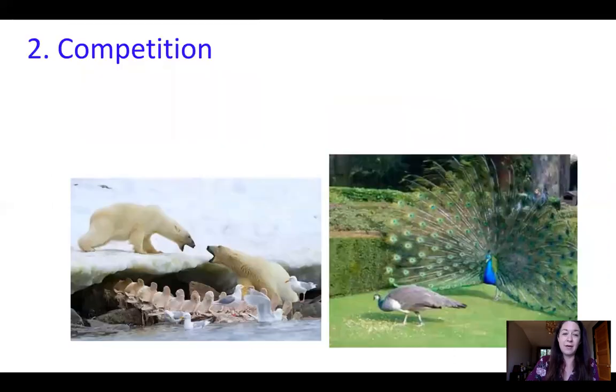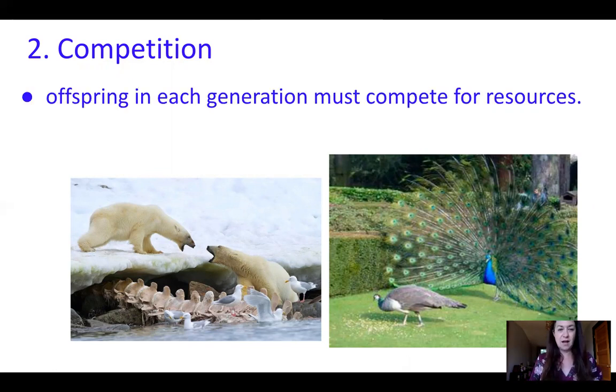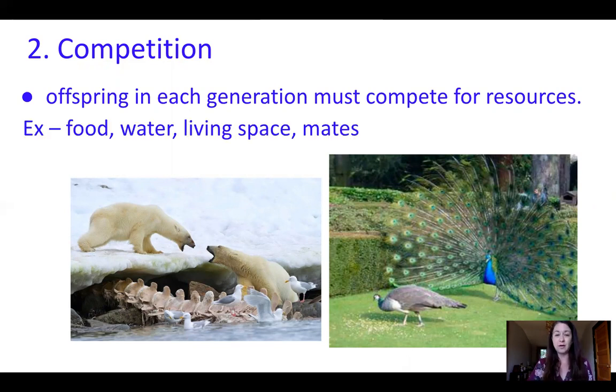Okay? Now, Darwin recognizes that when you have all these kids, they need to compete for stuff. So animals, plants, they overproduce. Well, now there's going to be competition. So competition is that these offspring in each generation are going to compete for things like food, water, shelter, space, nutrients.